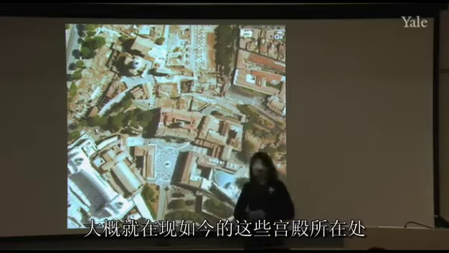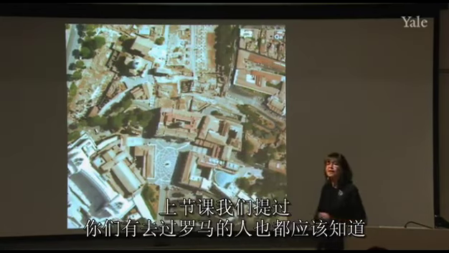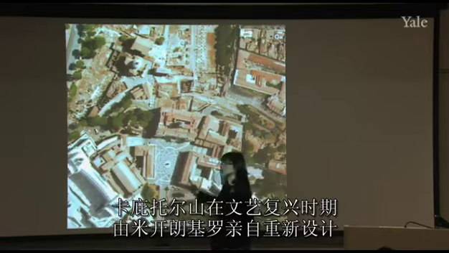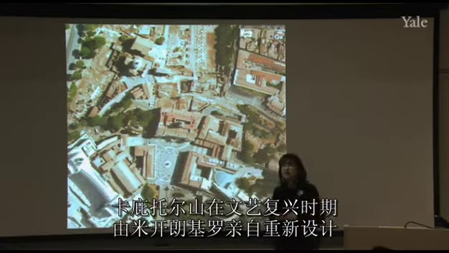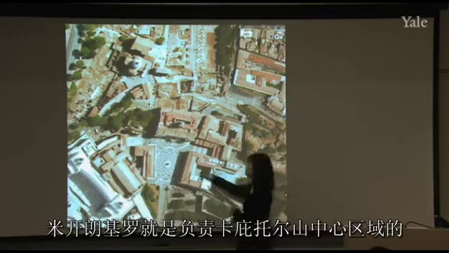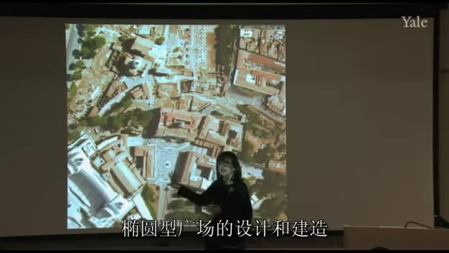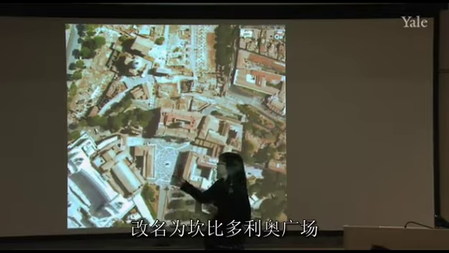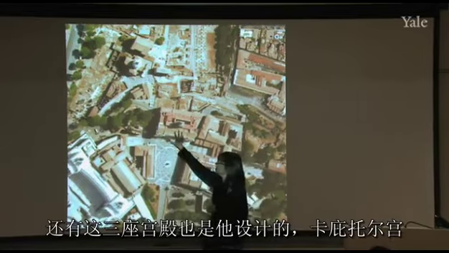At about the position of one of the palaces that's there now. We mentioned last time, and any of you who've been to Rome know this well, that the Capitoline Hill was redesigned in the Renaissance by none other than Michelangelo himself. It was Michelangelo who was responsible for creating the oval piazza at the center of the Capitoline Hill, which was then renamed the Campidoglio of Rome.